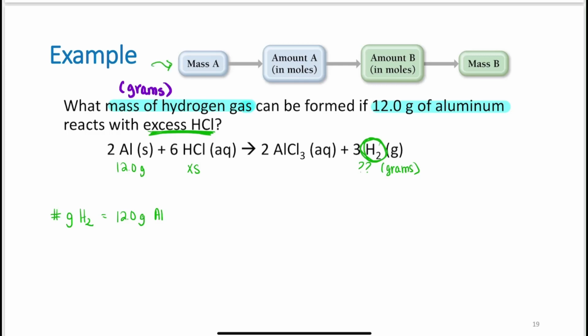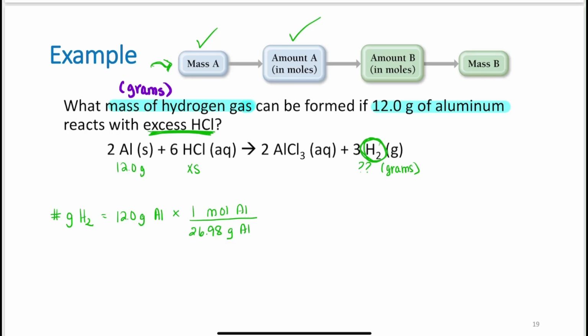I really like this pictogram or figure from your book. Commit that to memory. You're starting with mass of A. So we've got mass of A, we've got mass of aluminum here. We need to now convert to amount of A in moles. So I need moles of aluminum. To get to moles of aluminum, I'm going to say 1 mole of aluminum divided by 26.98 grams of aluminum. That's the atomic weight of aluminum. I am now in moles of A.